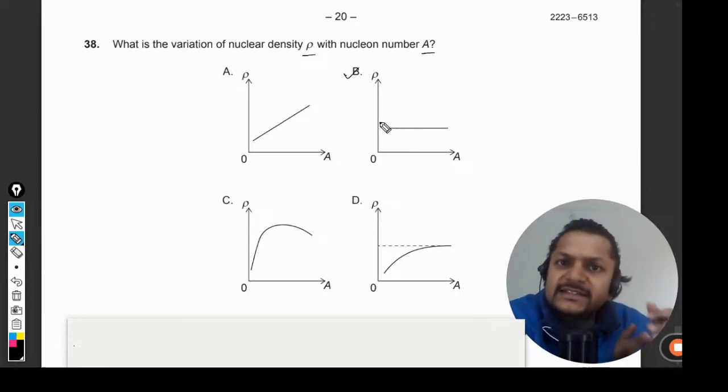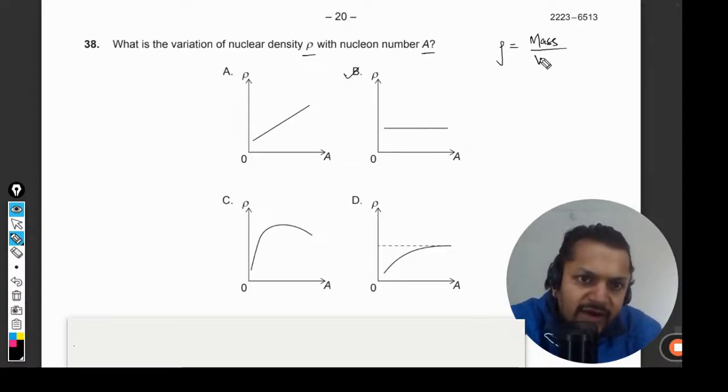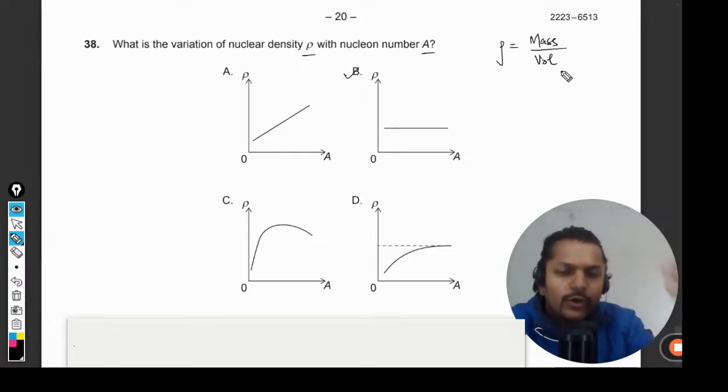Why? Because the density is independent of the mass number and it is constant for all of the nuclei. But let us see why I'm saying that. See, the density of anything, whatever you want to talk about, will be equal to the total mass contained divided by the volume. And we are going to see this now.